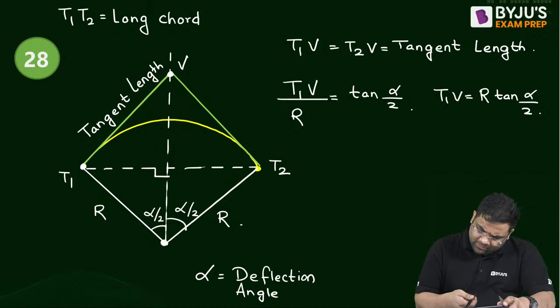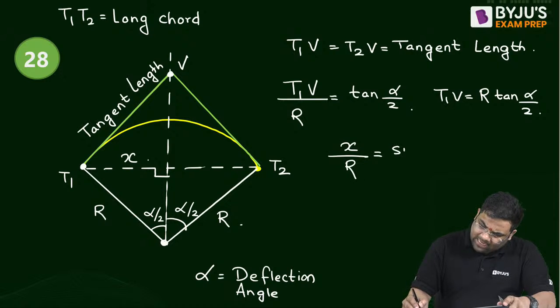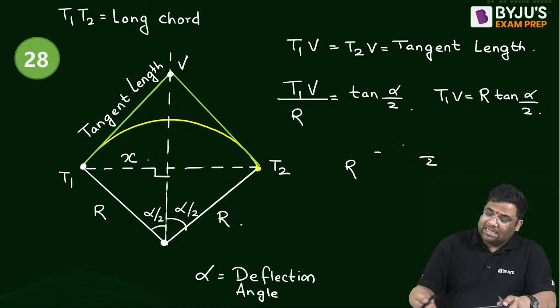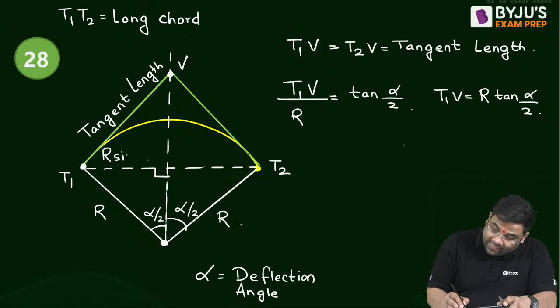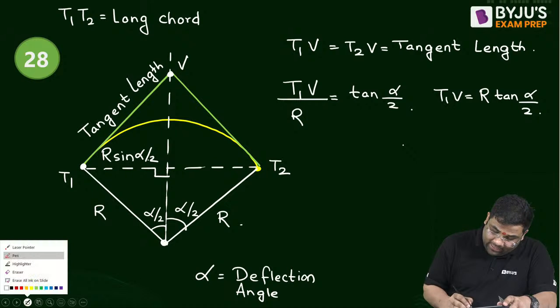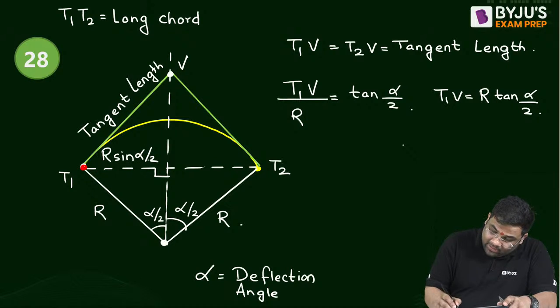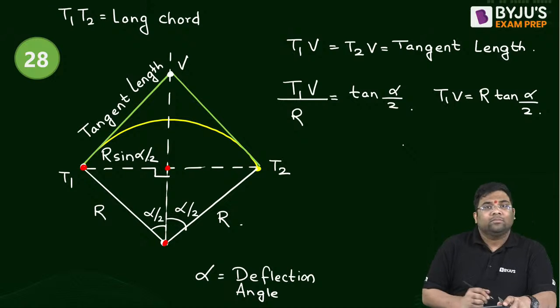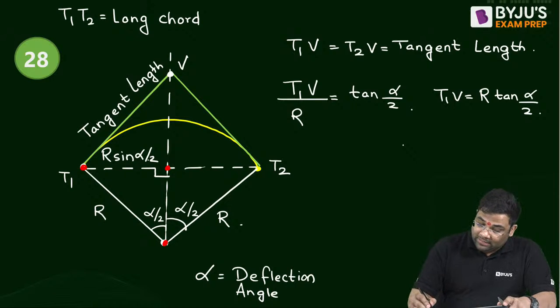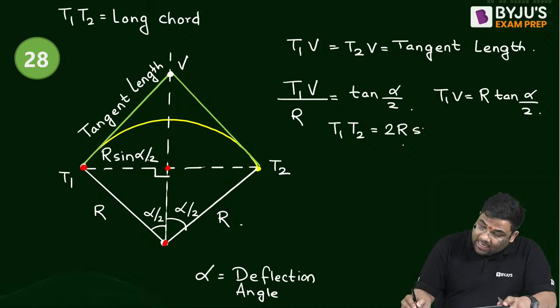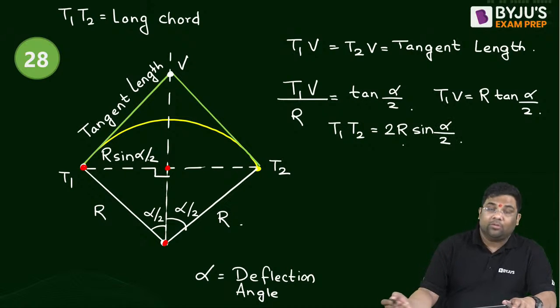Suppose this is X. So I can say X by R is equal to sine alpha by 2, so X is R sine alpha by 2. Yes or no? This is R sine alpha by 2. Take this triangle, and this triangle. So from here I can say that T1T2 will be equal to 2R sine alpha by 2. Yes or no?